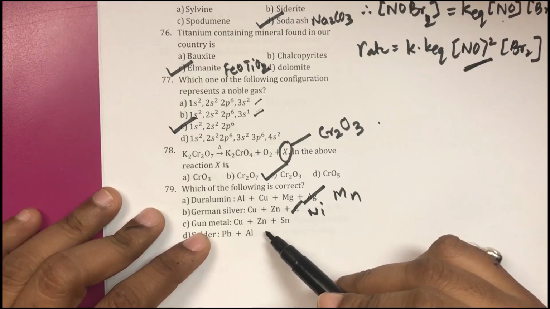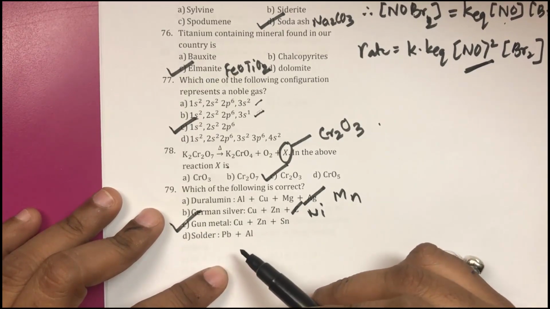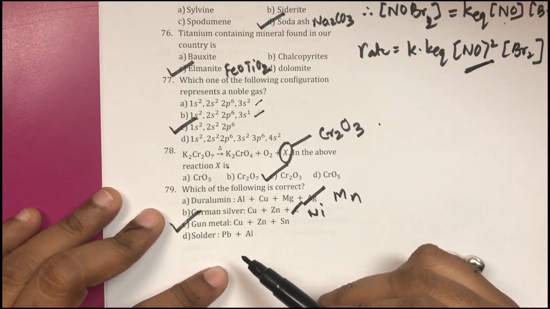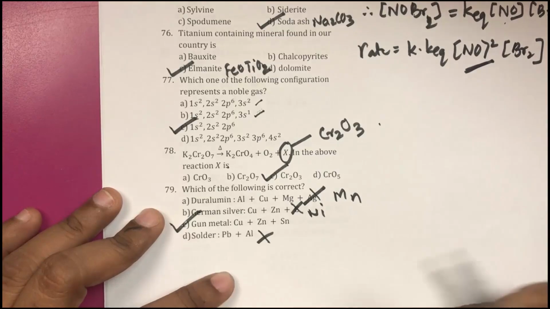Gunmetal is copper, zinc, and tin. This is the correct option. And the solder is generally copper with zinc or copper with silver. So this is incorrect again. Therefore, option C is the correct option for this.